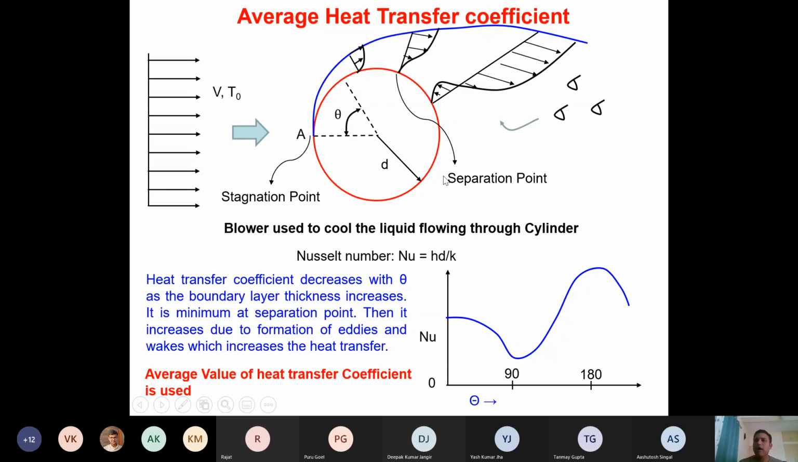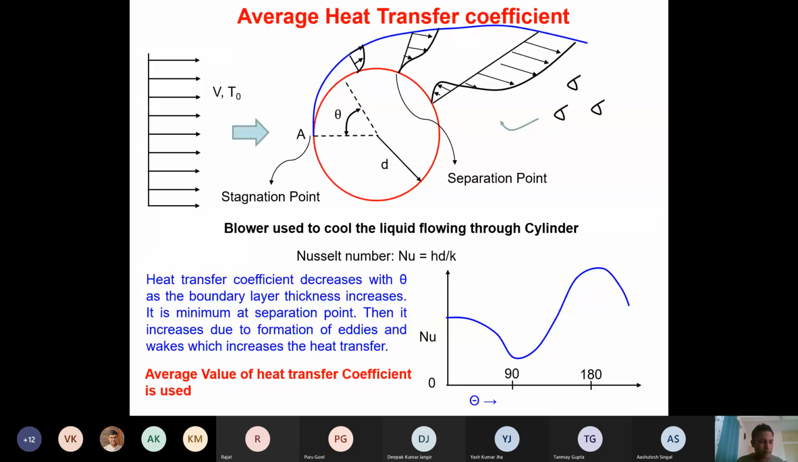So in general, whatever correlations people write, these correlations account for the average value of the heat transfer coefficient. So we don't have to look at this local effect. We can directly use the average value of the heat transfer coefficient multiplied by area and temperature difference. That gives me the rate of heat transfer by Newton's law of cooling. And if other resistances are there, this average heat transfer coefficient will be used to calculate the overall heat transfer coefficient. That's it. So the average value of the heat transfer coefficient is used, which further simplifies the analysis of the heat transfer problem.